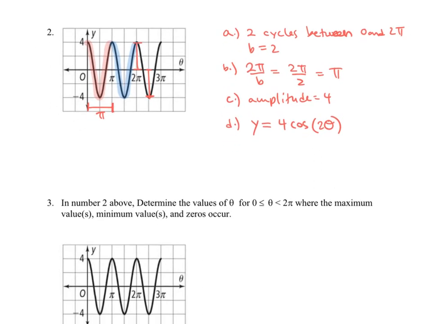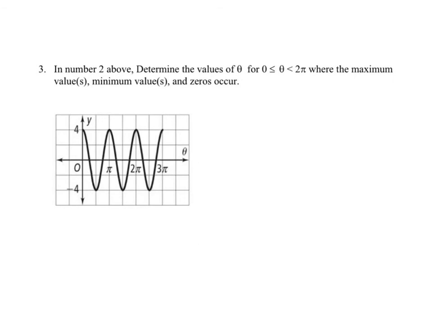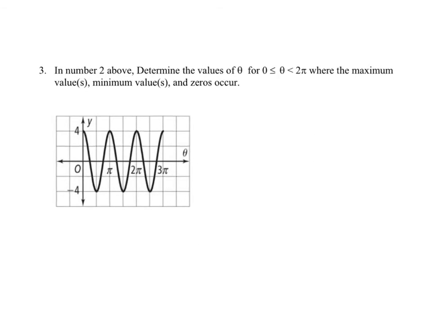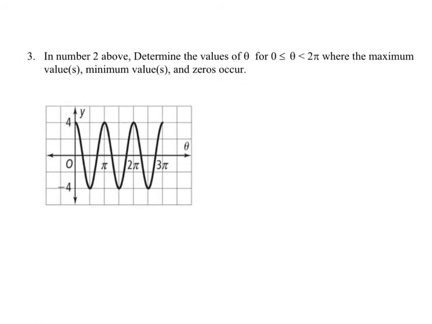Okay, and for the next question, in number 2 above, determine the values of theta between 0 and 2 pi where the maximum values, minimum values, and zeros occur. So we're going to look at where we have maximum values, minimum values, and zeros. So let's start with maximum values. I'm going to just put some dots on my maximum values, and I want to figure out where those occur. Now we only want them between 0 and 2 pi because that's what it says. So I'm not going to consider that last one.